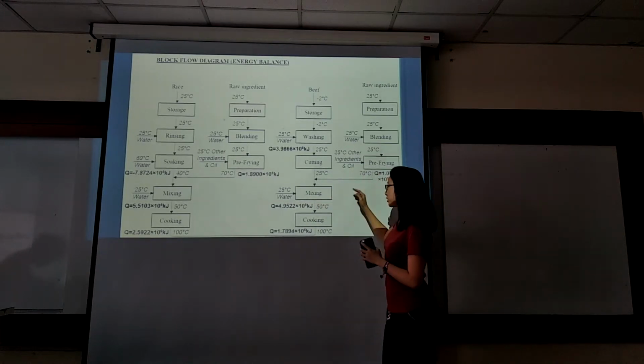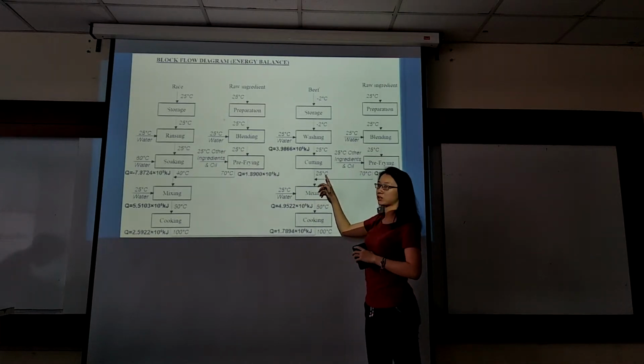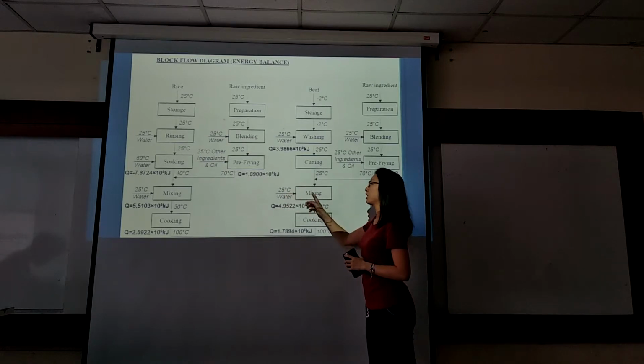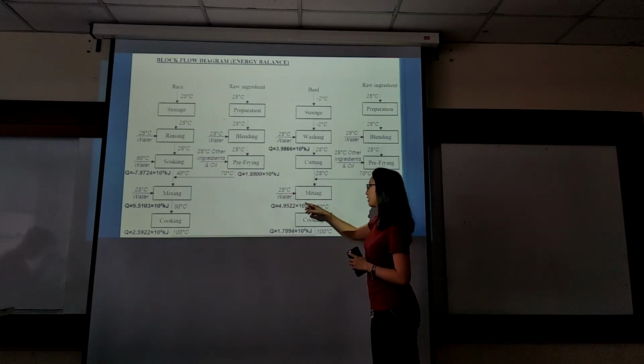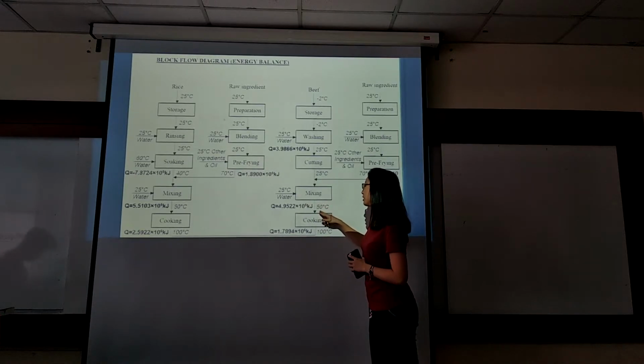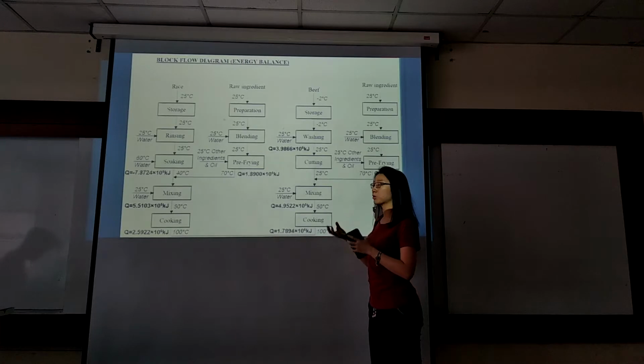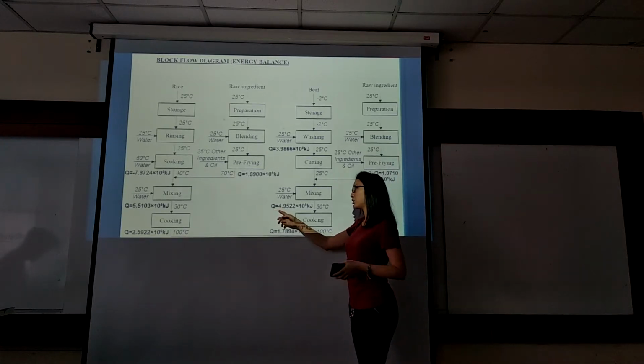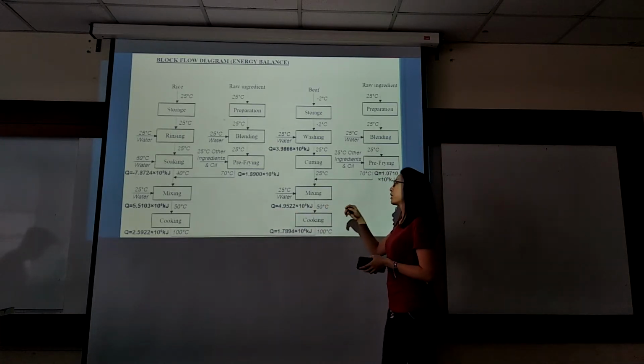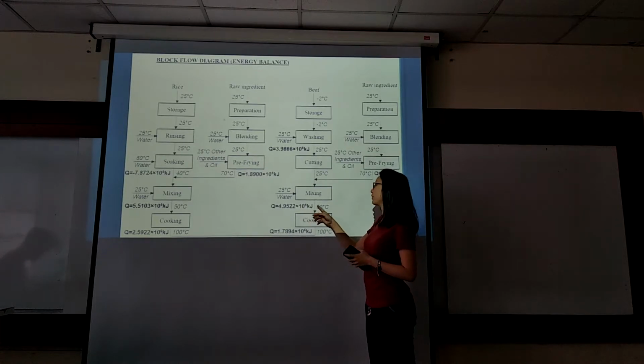So earlier we assumed that the inlet is 25 degrees Celsius, and the water entered is also 25 degrees Celsius. So after the mixing process, the temperature is 50 degrees Celsius, because here we also include a heating process, and the energy required is 4.9522 times 10 power 5 kJ.